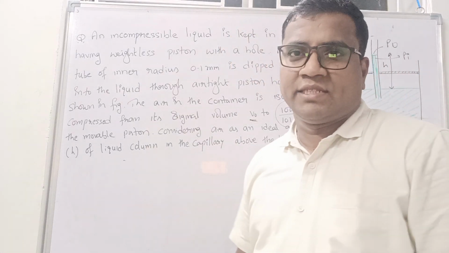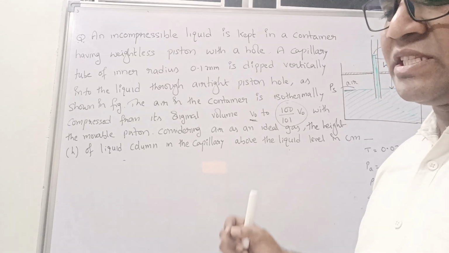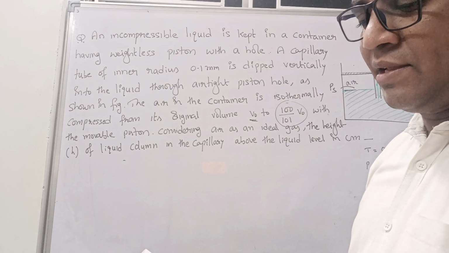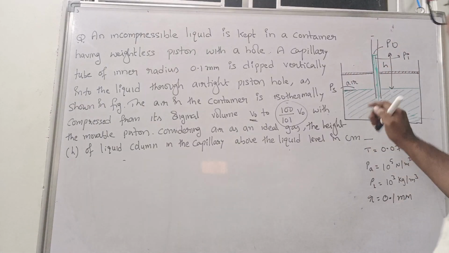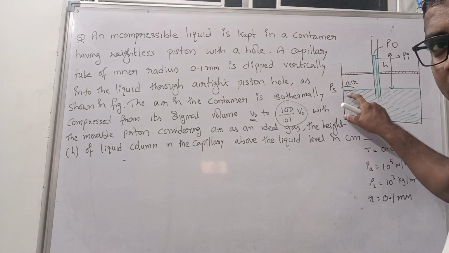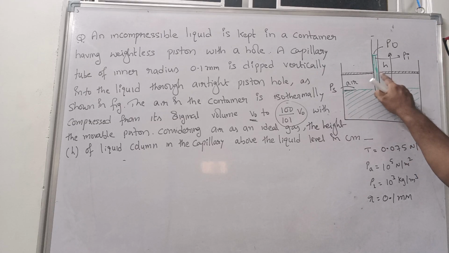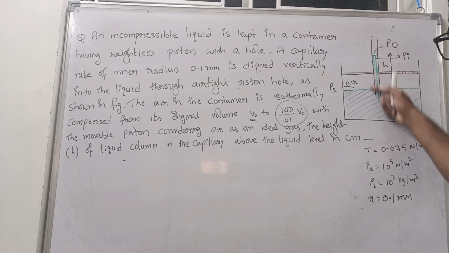Dear students, let's see this question. It says that an incompressible liquid is kept in a container having a weightless piston with a hole. Here is the piston and here a small hole is there, and up to here the liquid is there, and in this hole a capillary tube is placed.